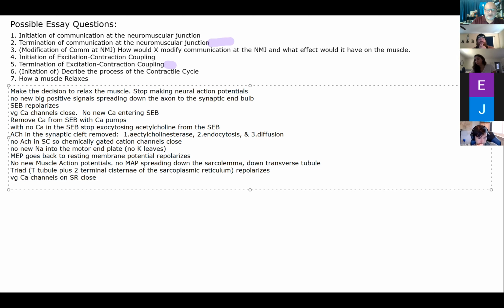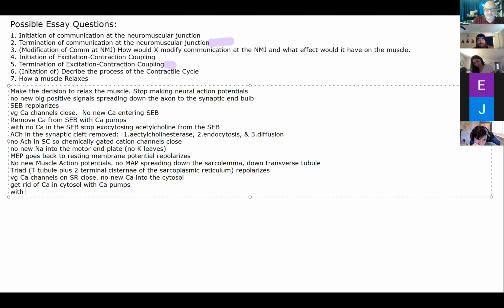Excellent. So of course the effect of that is no new calcium into the cytosol. But again, it's only half of our problem. We still need to get rid of the calcium that's already in the cytosol. And how do we do that? Calcium pumps, excellent. And with no calcium, what happens next?